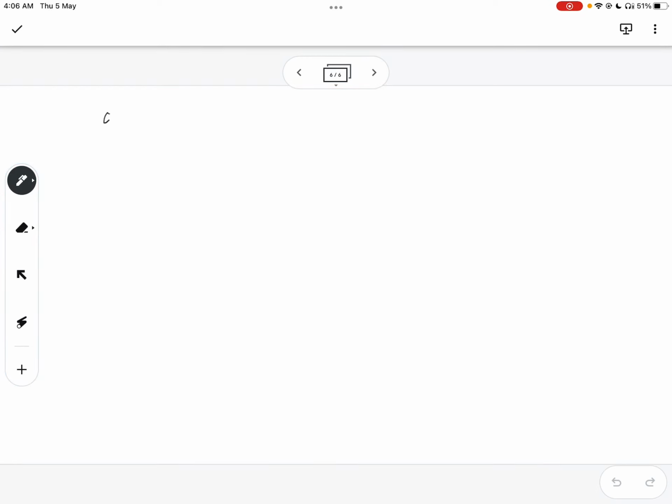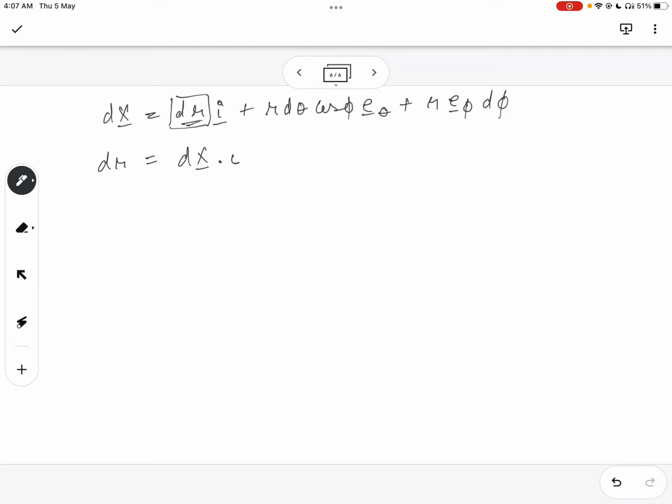Therefore dx becomes dr I plus r dθ cos φ e_θ plus r e_φ dφ. Therefore, what would be dr? dr is nothing but dx dot I, because taking the dot product with I renders this term and this term to be 0. e_θ dot I is 0 and e_φ dot I is 0 because they form an orthonormal basis.